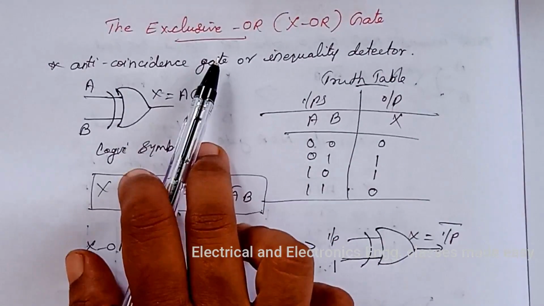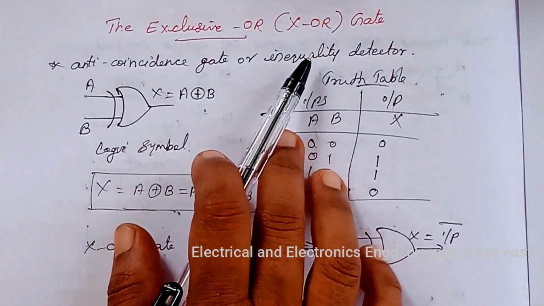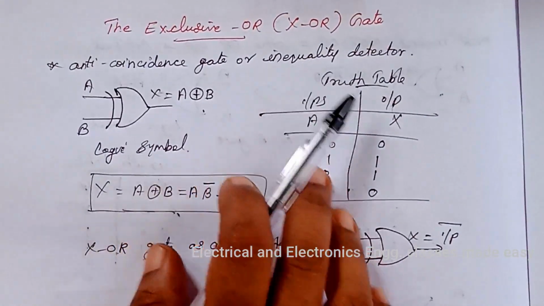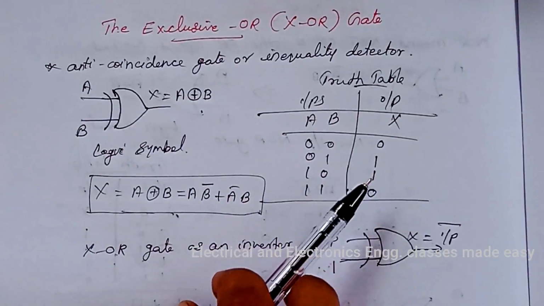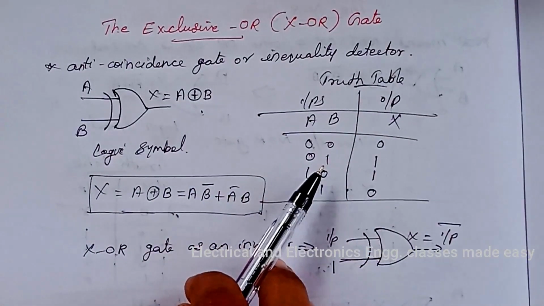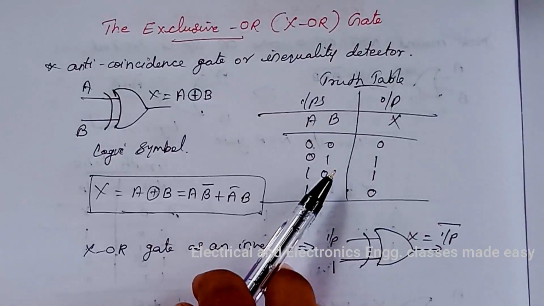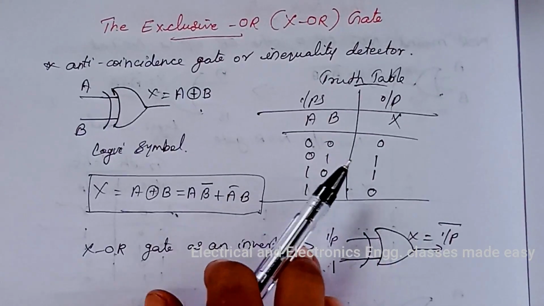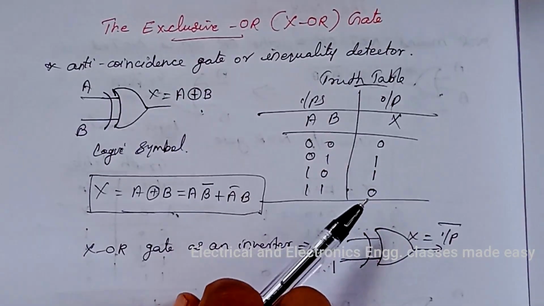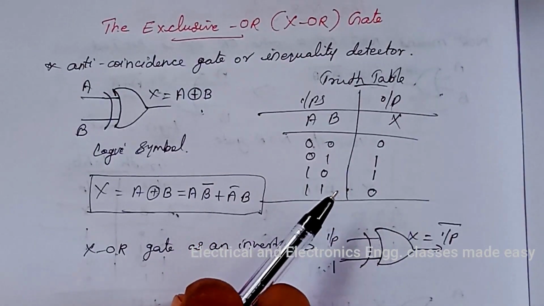The name exclusive OR is derived from the fact that its output is a 1 only when exclusively one of its inputs is a 1, or we can say it excludes the condition when both the inputs are 1.